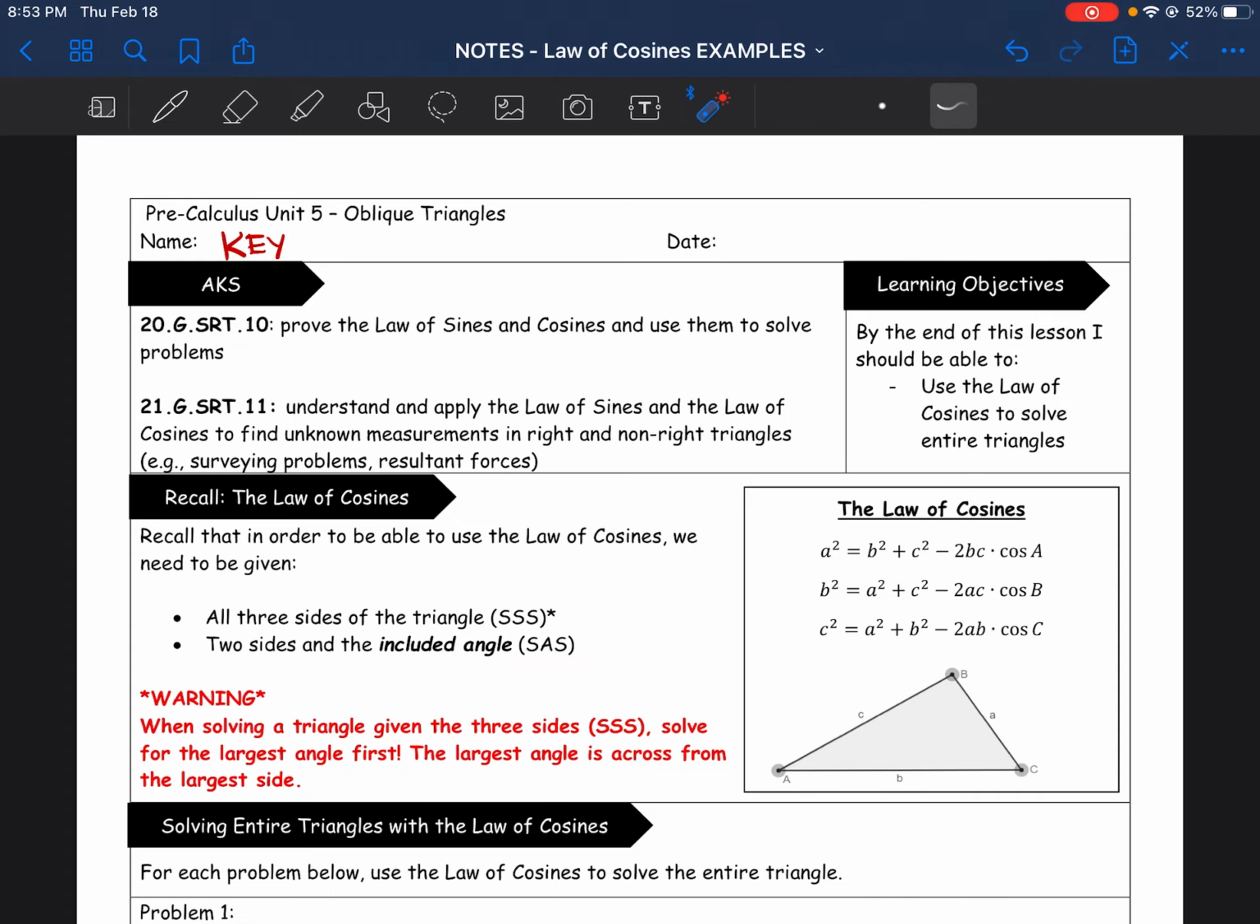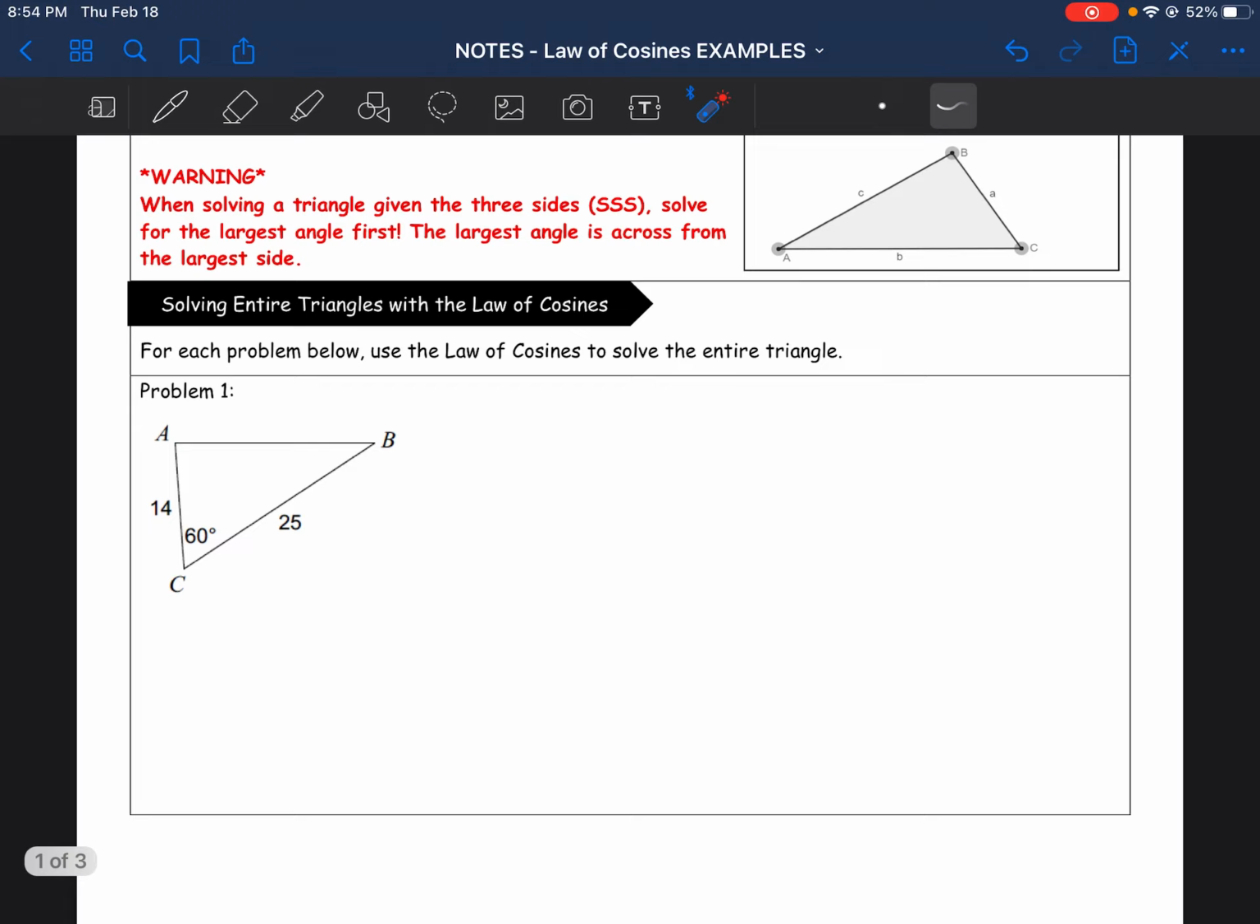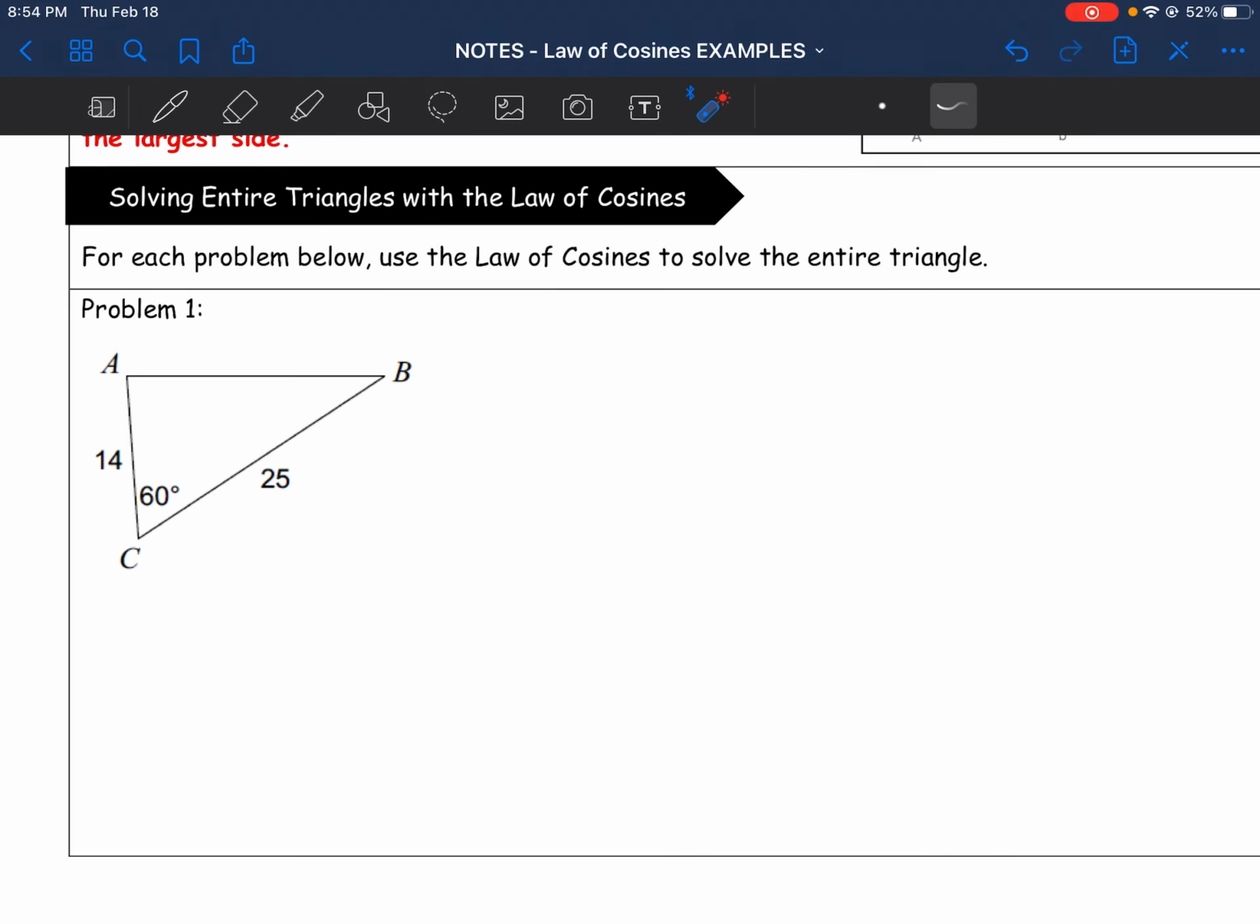What we want to do today is just look at some more example problems. I'm also going to show you how we can make the calculations a little more efficient, how we can plug them into a calculator and get to our answers a little more quickly. So today is really just going to be a video about practice, okay? So here in our first example, and for each of these examples, we're going to be solving entire triangles using just the law of cosines.